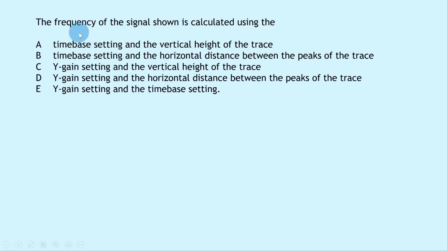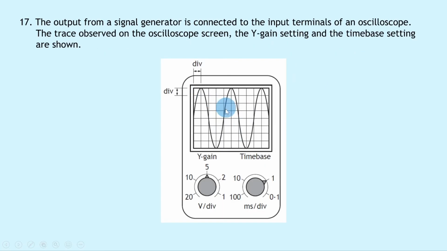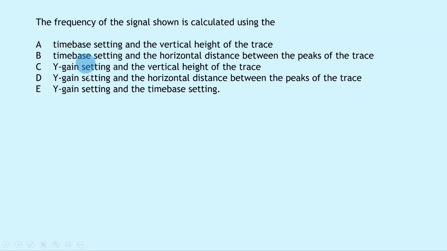If we look at the options here, we've got the frequency of the signal shown is calculated using the time-base setting and the vertical height of the trace. That's false because remember we said it was the horizontal one. The time-base setting and the horizontal distance between the peaks of the trace. Well, if we look at the peaks of our trace here, you can see that going from peak to peak, that is going to be one wavelength, which is your 1, 2, 3, 4 divisions across. So we can therefore say that statement B is the correct one here because all of the others are to do with the Y-gain setting. And remember, frequency and period are not found through the Y-gain setting, they're found from the time base. So the correct answer is B.